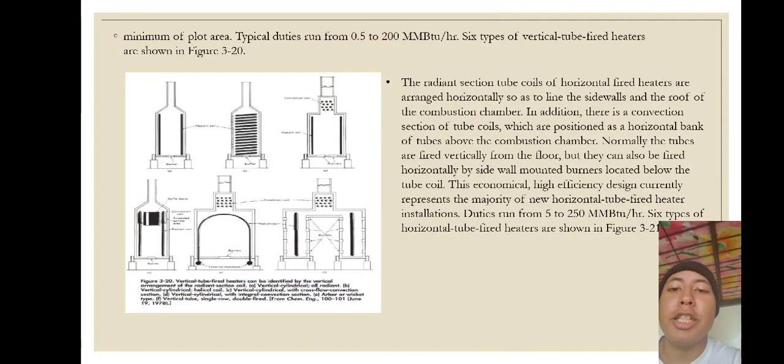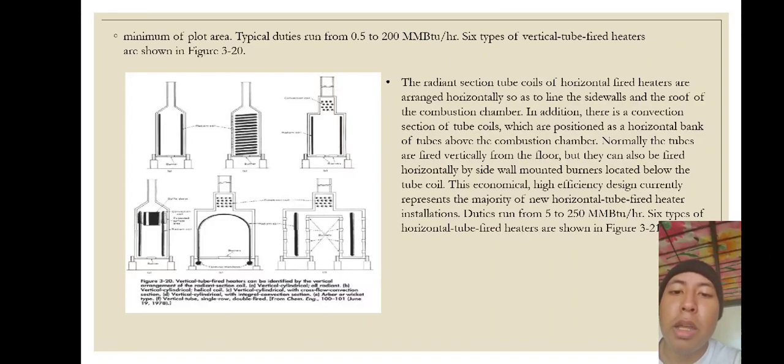Okay, in the radiation section, the tube coils of horizontal feed heaters are arranged horizontally so as to line the side walls and the roof of the combustion chamber. In addition, there is a convection section of tube coils, which are positioned as a horizontal bank of tubes above the combustion chamber. Normally, the tubes are fired vertically from the floor, but they can also be fired horizontally by sidewall mounted burners located below the tube coil.